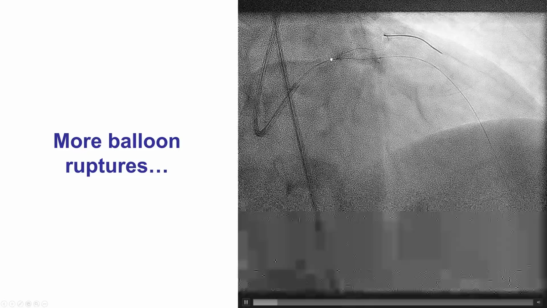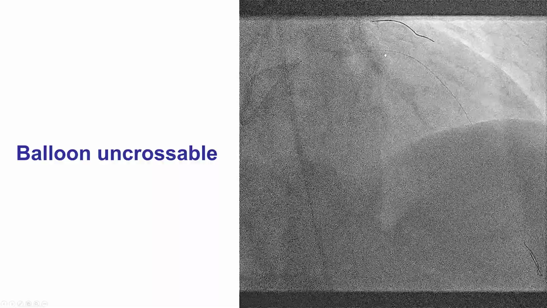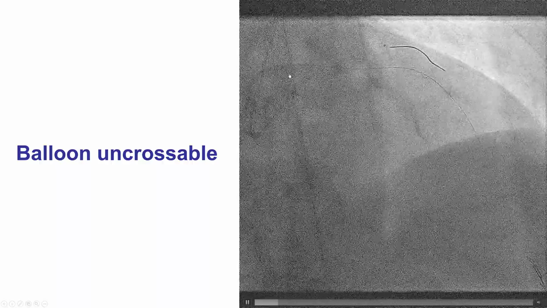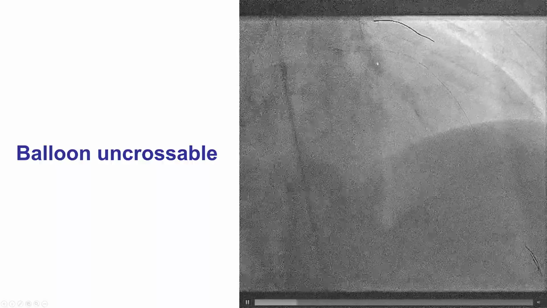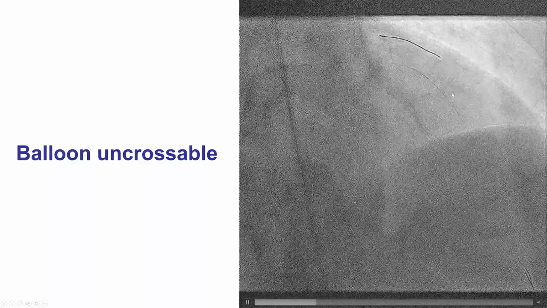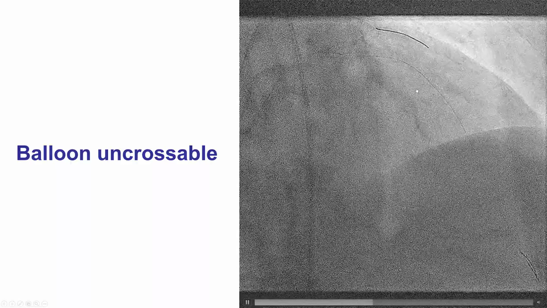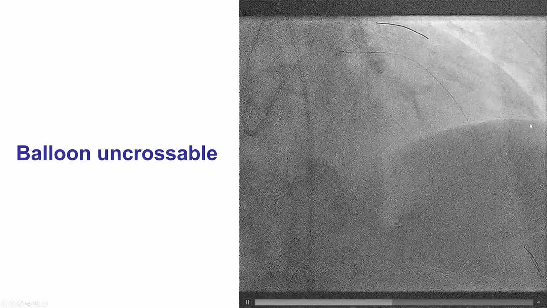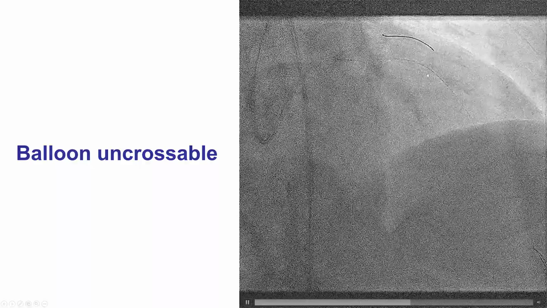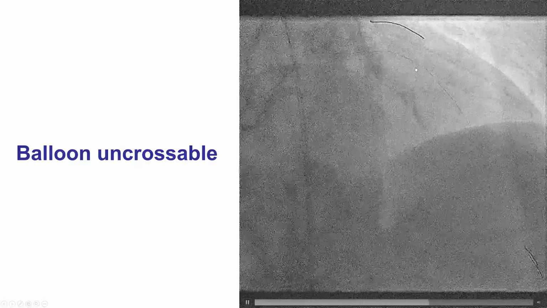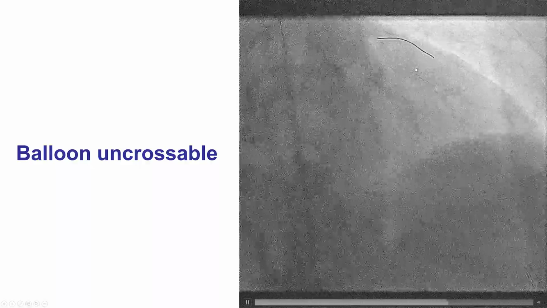We decided to try more with balloons. There were more balloon ruptures. So it was clear that we were not able to advance any balloons or microcatheters through the wire. At the same time, we did not want to give up our wire position, because it was very hard to get there, number one. And number two, we did have some dissection in the mid LAD at the site of balloon predilatation.